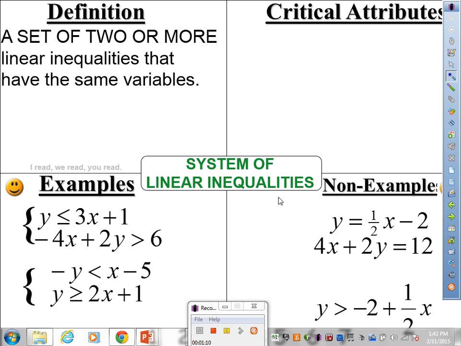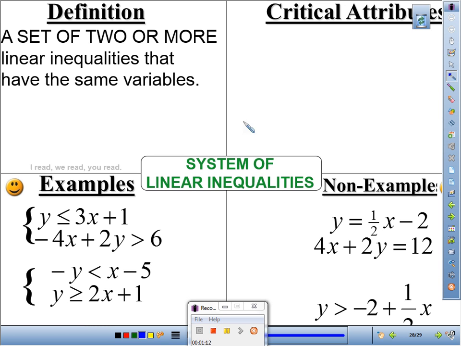As you're finished copying the non-examples, here goes the definition. The definition says a set of 2 or more linear inequalities that have the same variable. Set of 2 or more linear inequalities. Do I have a set here? Yes. 2 or more? Yes. Linear inequalities? Do they have inequality symbols? Yes. 2 variables? Yes. So this is a system.